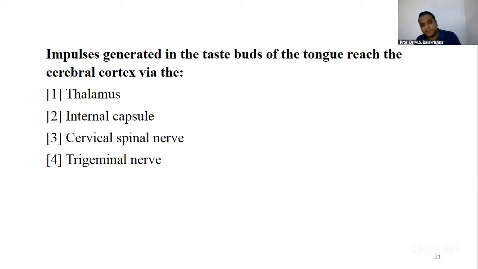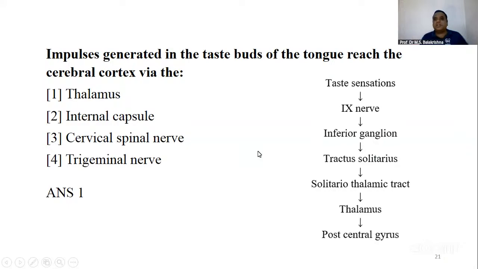Next question. Impulses generated in the taste buds of the tongue reach the cerebral cortex. So this is basically the taste pathway. You have got the pain pathway; this is the taste pathway they are asking. So where does it go? Thalamus, internal capsule, cervical spinal nerve, or trigeminal nerve. Very simple. This is the taste pathway. So it goes to the thalamus.